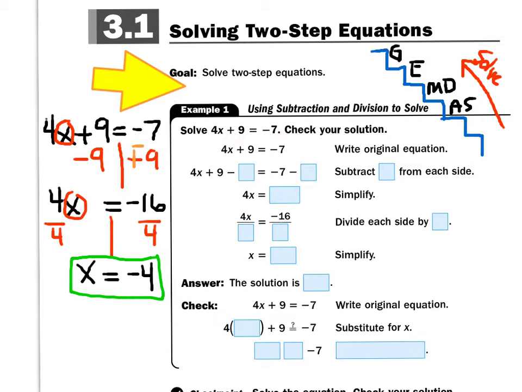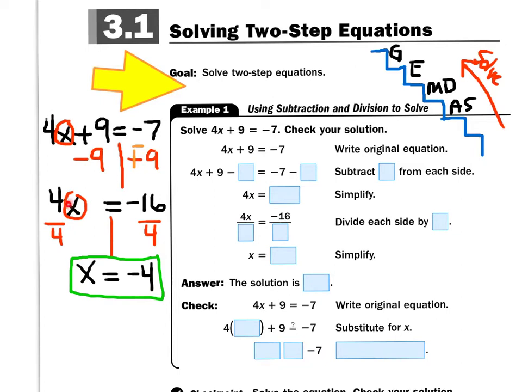4x plus 9 equals negative 7. So notice how I wrote it with my black pen first. Then you circle the variable, bring down the wall. Now notice I have to destroy adding first. So I'm going to subtract 9 on both sides of the wall.